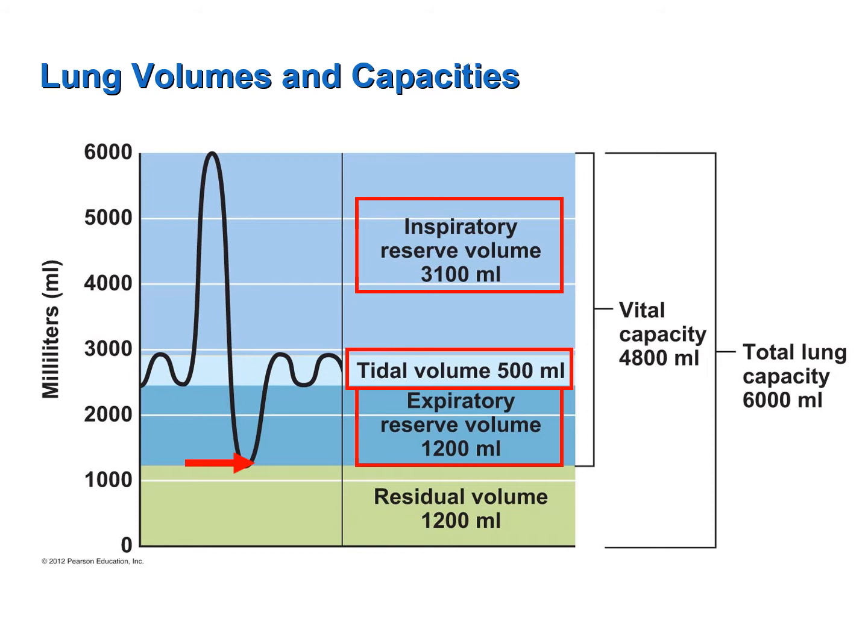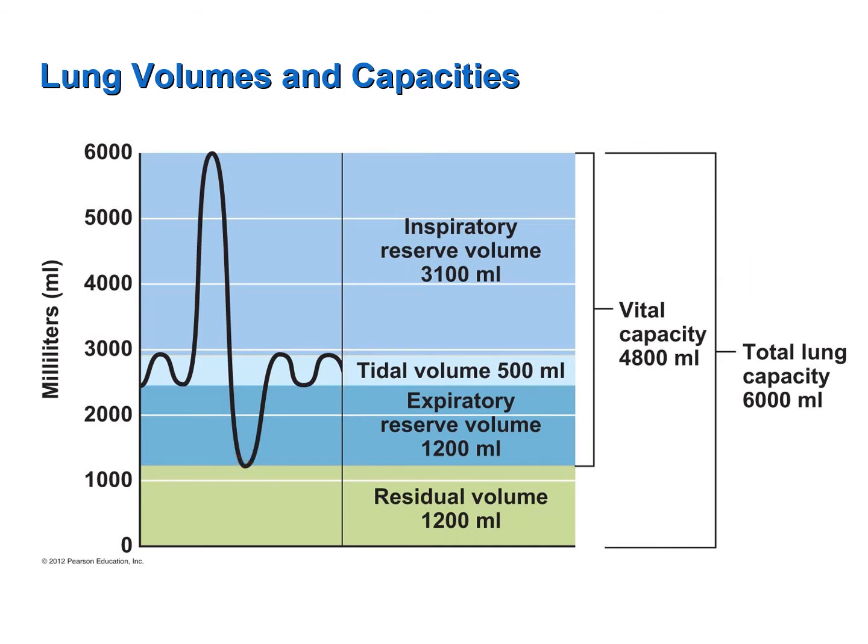Now, if we add the inspiratory reserve volume and the tidal volume and the expiratory reserve volume, we get the maximum amount of air that you can bring into and out of your lungs. And that is called the vital capacity. That's the maximum amount of air that can enter and exit your respiratory tract. Again, if you breathe in as much as possible and then exhale as much as possible, that's the total amount of air that can enter and exit your respiratory tract.